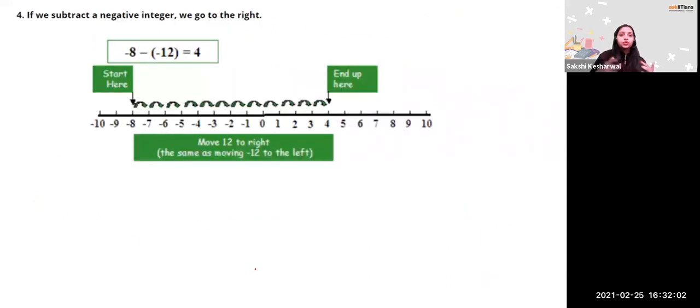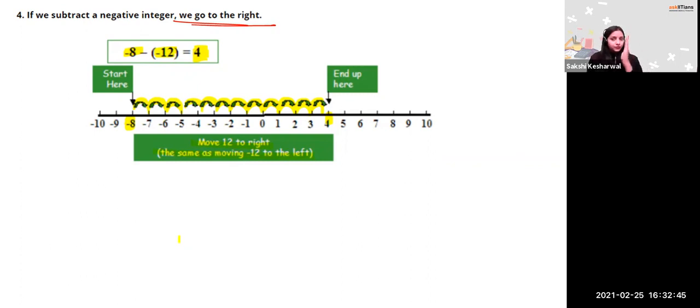Now, what happens when you subtract a negative number? Adding a negative number, you move left. But when you're subtracting a negative integer, you move right. The question says -8 minus of -12, you're subtracting. First you start at -8. Now you move right, yes or no? 1, 2, 3, up to 12 steps: 1, 2, 3, 4, 5, 6, 7, 8, 9, 10, 11, 12. So you reach 4. Yes, so you end up here. Move 12 steps right.